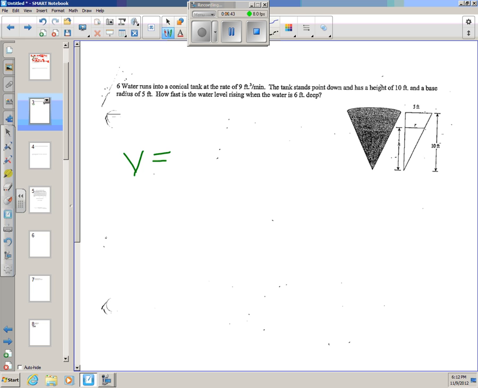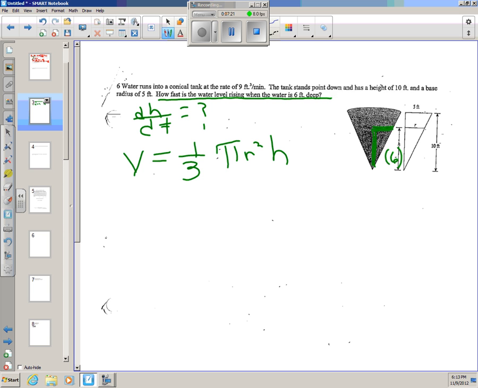The volume of a cone, people may not know this, is 1/3 pi r squared h. And we don't know what the height of our water is at the time. Oh, I'm sorry, we do know that the height of our water at the time we're interested in is 6. The height is changing, so we need to make sure we put the height as h, the variable. The radius, we don't know, so we put r. But now, if I'm interested in how fast the water level is rising, I really want to know dH/dt. I do know dV/dt.